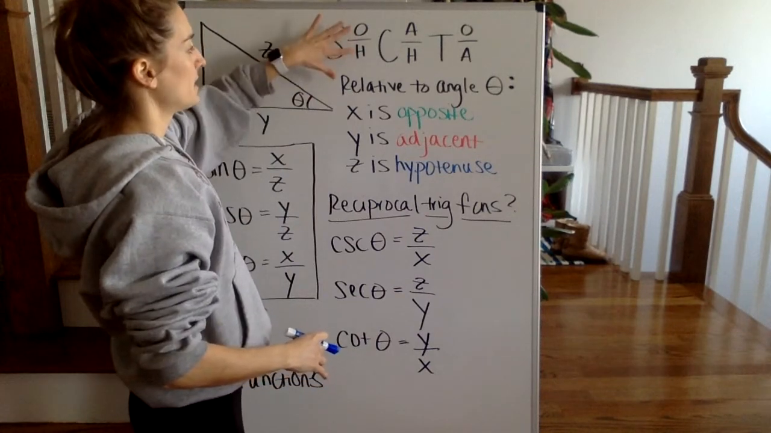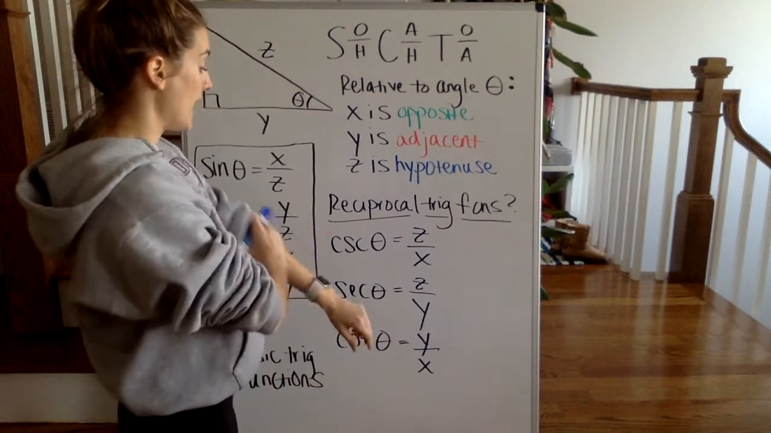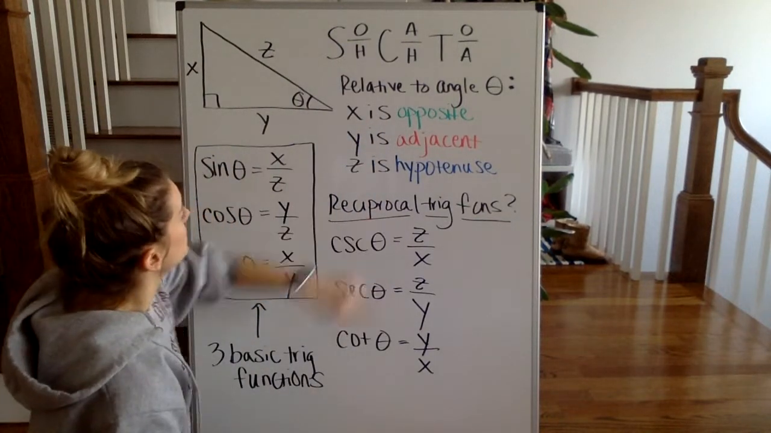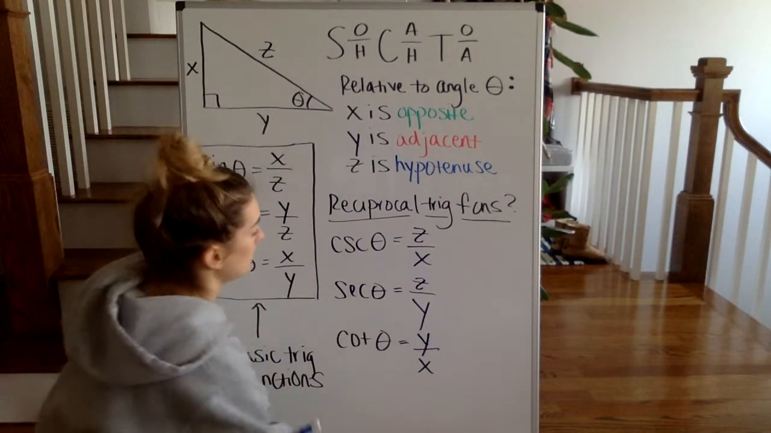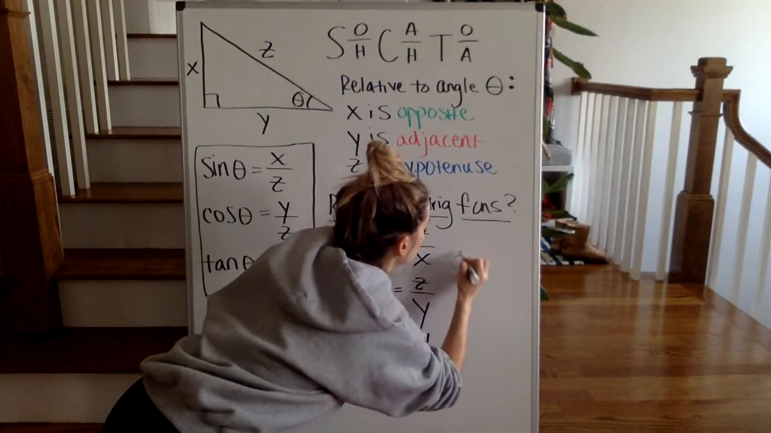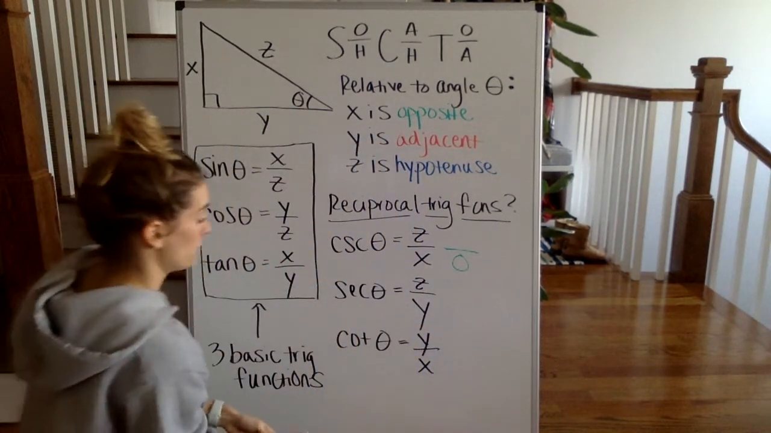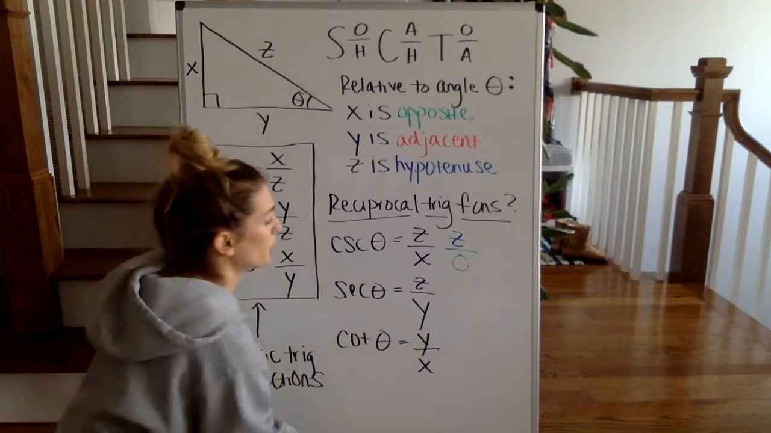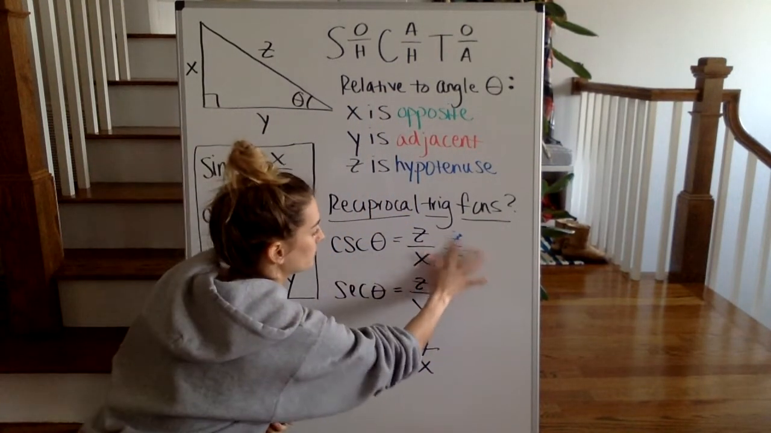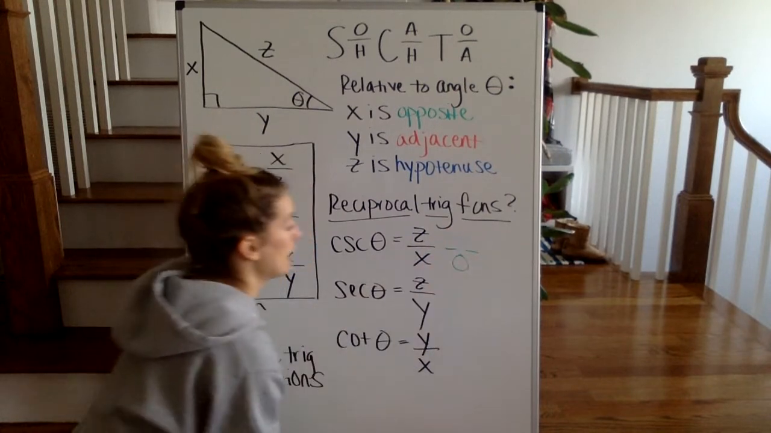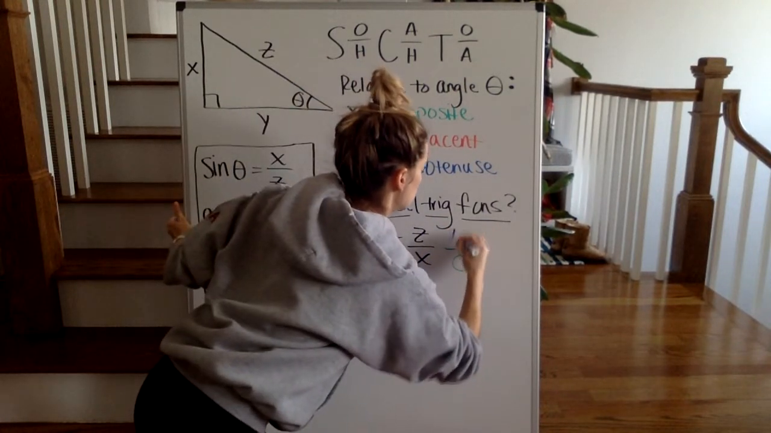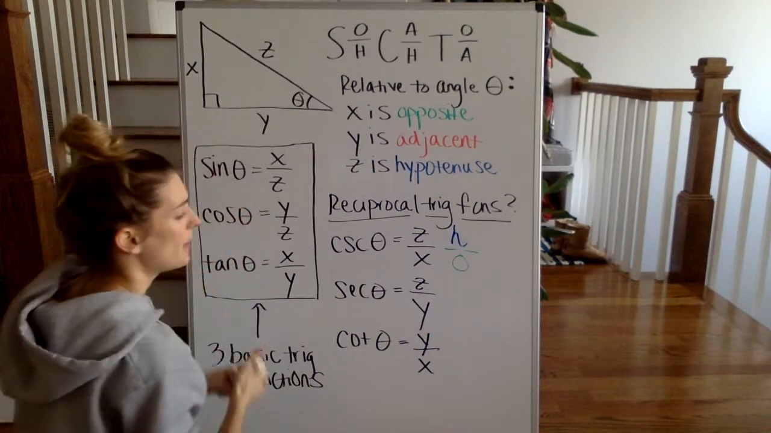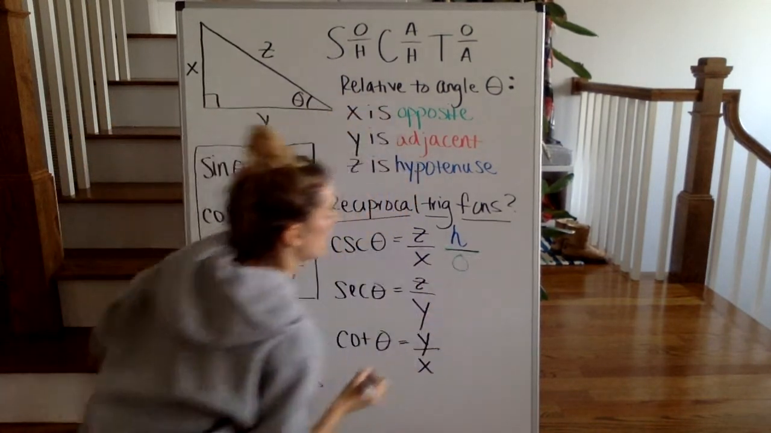So if you think about what that means then, from our acronym, SOHCAHTOA, sine is opposite over hypotenuse, that means that cosecant is going to be hypotenuse over opposite, z over x. It's H over O. Hypotenuse over opposite. That's where that comes from.